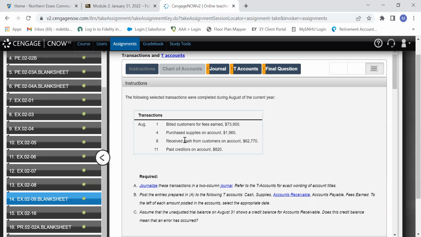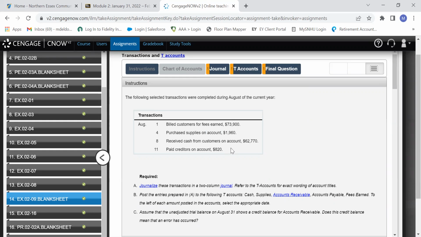And here, the key phrase is on account. If we buy something on account, that means we haven't paid for it. So there's a lot of terminology in accounting. So if we pay for supplies on account, that means we didn't pay for it. We're going to credit the accounts payable, which we'll show in a minute, for $1,960.